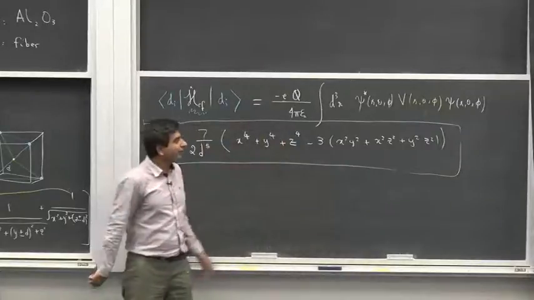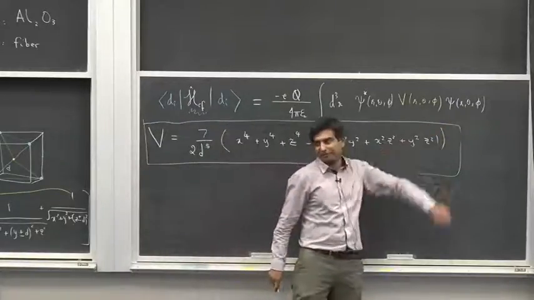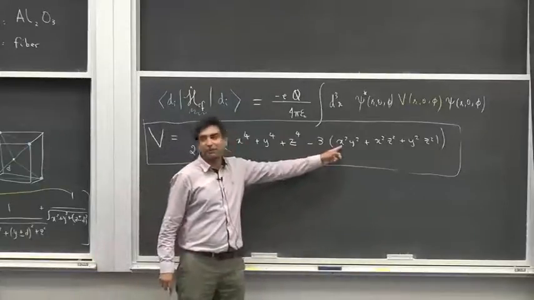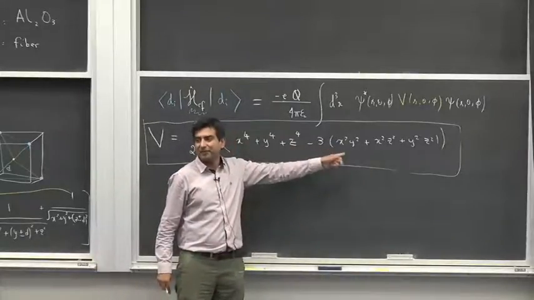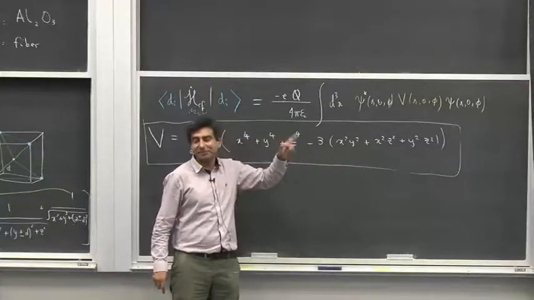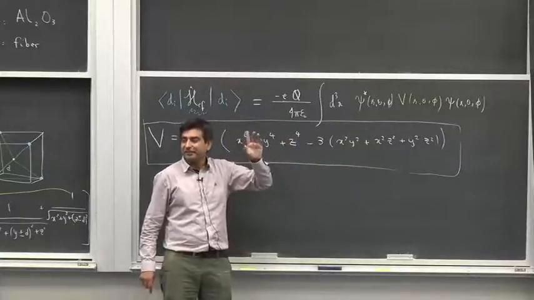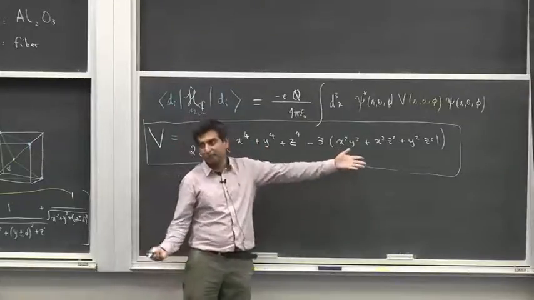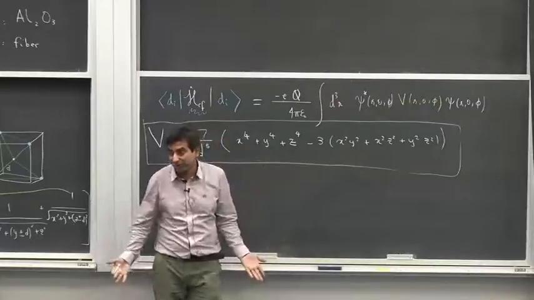Okay, so now I need to decide what goes into the wave functions. Of course, x equals r sine theta cosine phi, y equals r sine theta sine phi, and z equals r cosine theta. So you have to convert to polar coordinates if you would like to stick to polar coordinates.